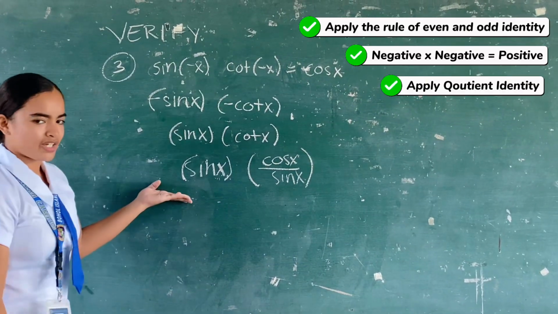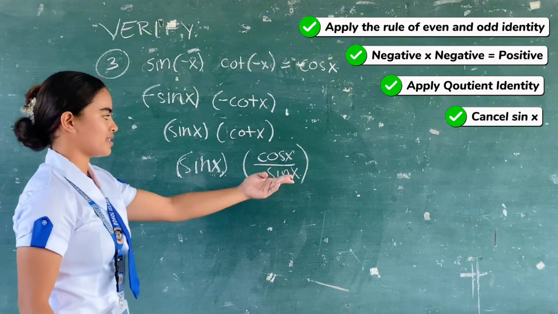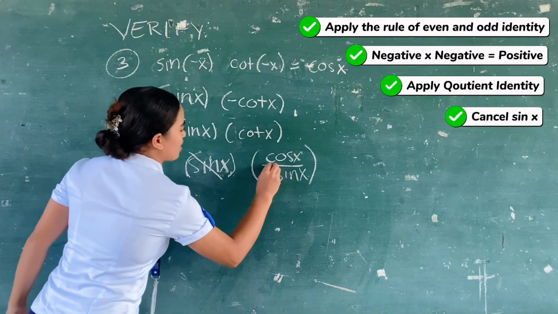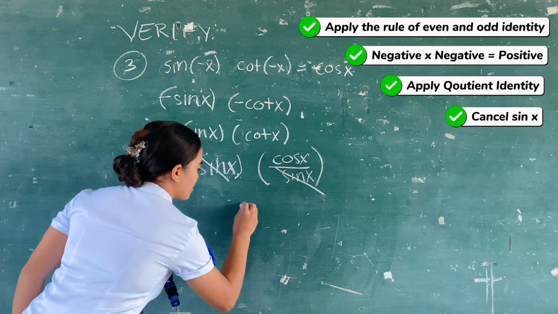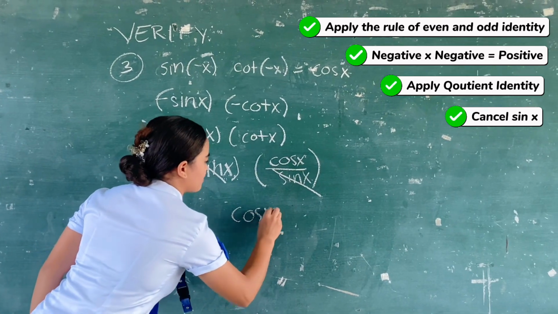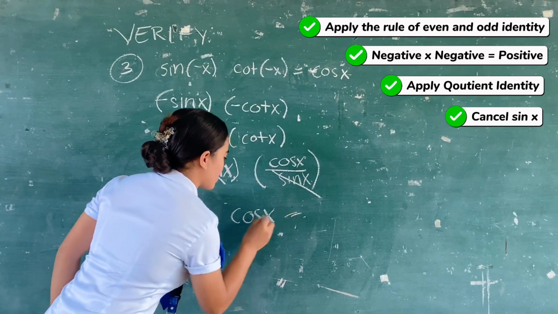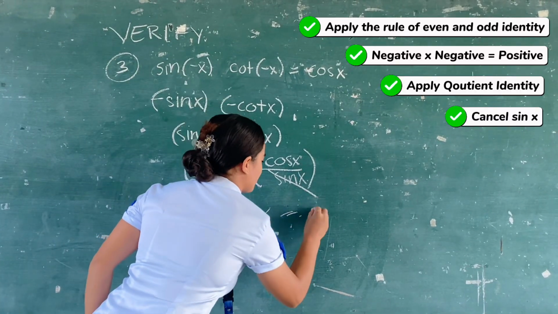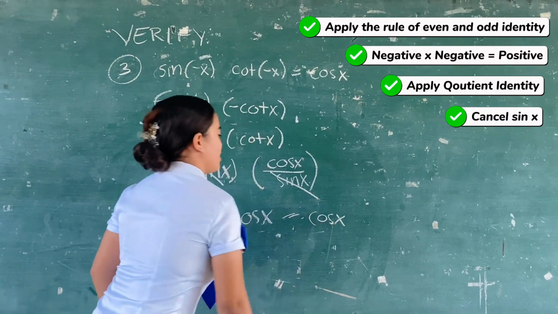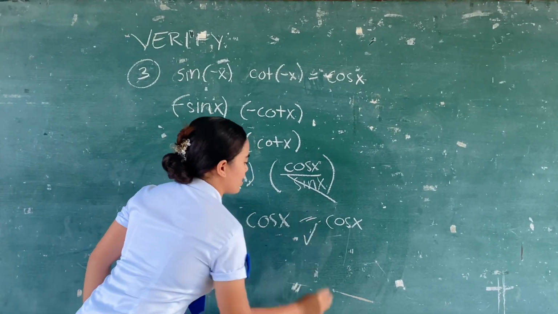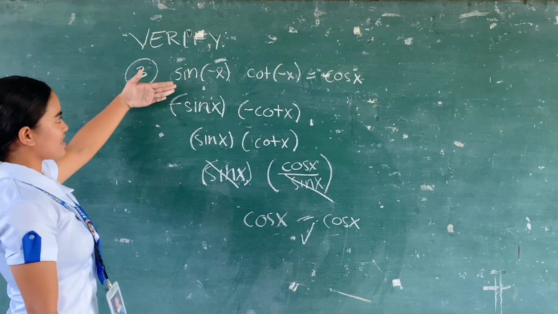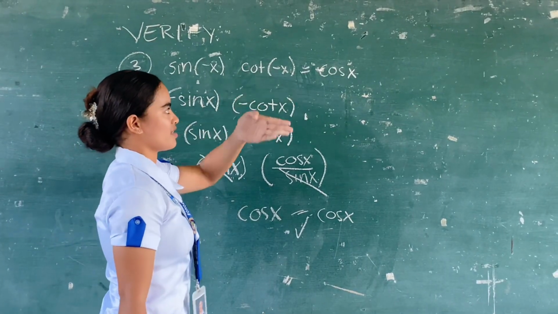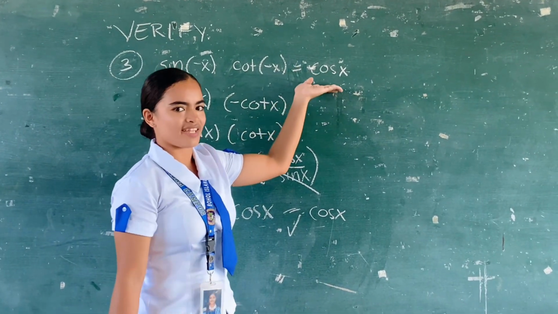Then after that, we have to cancel the sine x and the sine x. Then we have arrived at the answer, which is equal to cosine x. So therefore, we have verified that sine negative x times cotangent negative x is equal to cosine x.